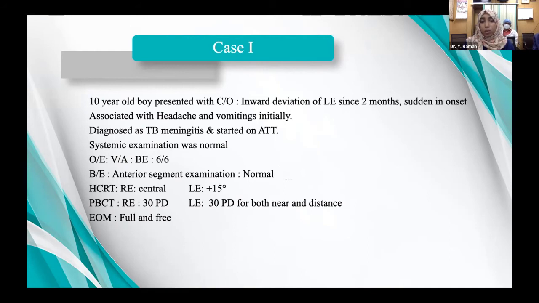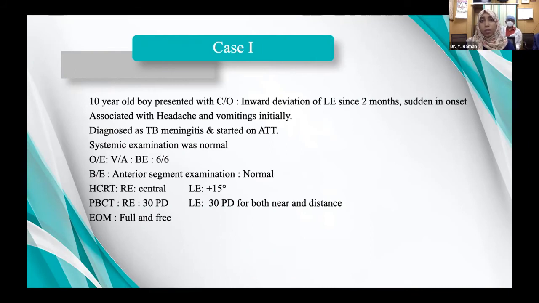In case 1, a 10-year-old boy presented with chief complaints of inward deviation of the left eye since 2 months, sudden in onset, associated with headache. When we took his thorough history, we came to know that he was diagnosed with TB meningitis 2 months back and started on ATT.